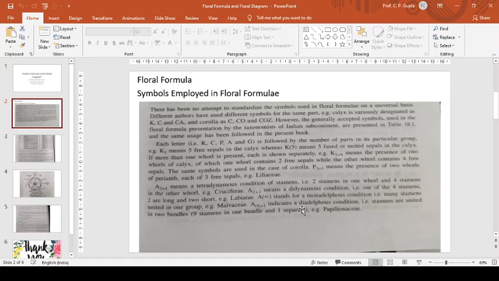A(indefinite) within brackets stands for a monoadelphous condition, that is many stamens united in one group. We all know Malvaceae. And A(9)+1 indicates a diadelphous condition, that is stamens are united in two bundles, 9 stamens in one bundle and one separate. Example, Papilionaceae. So, these are symbols employed in the floral formulae.